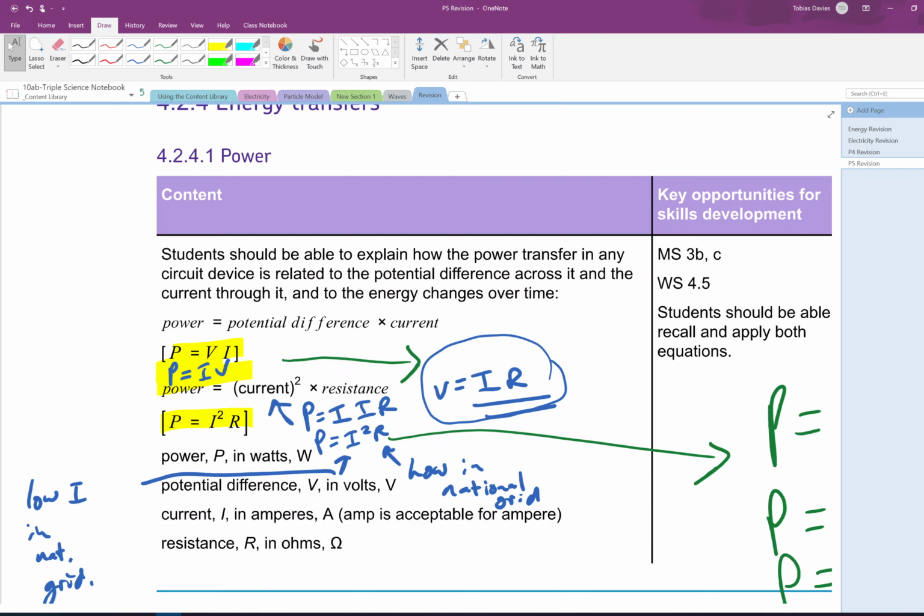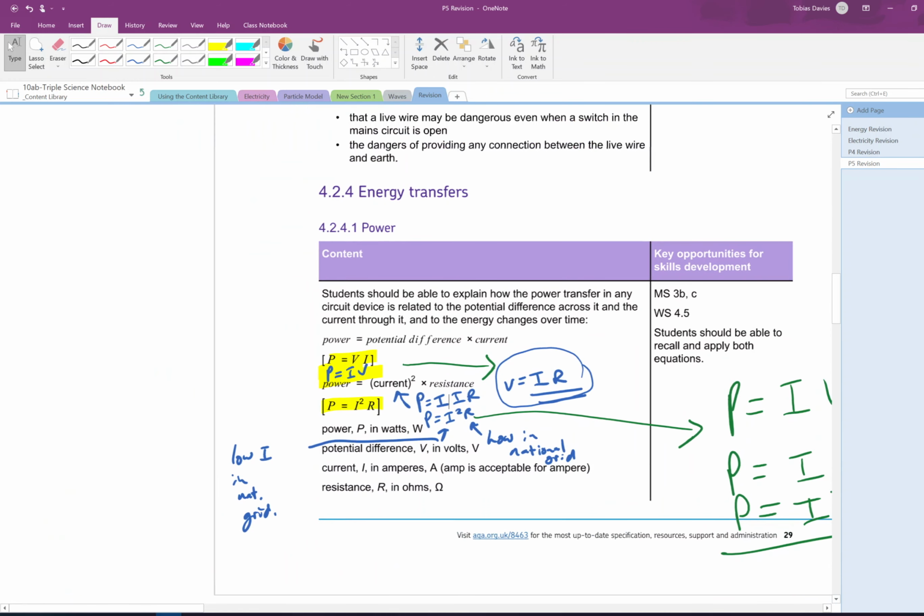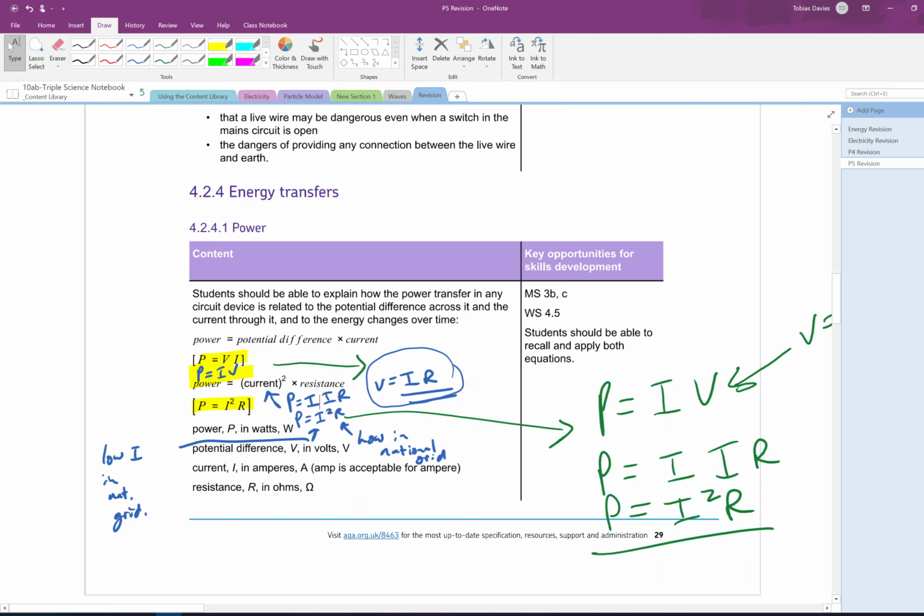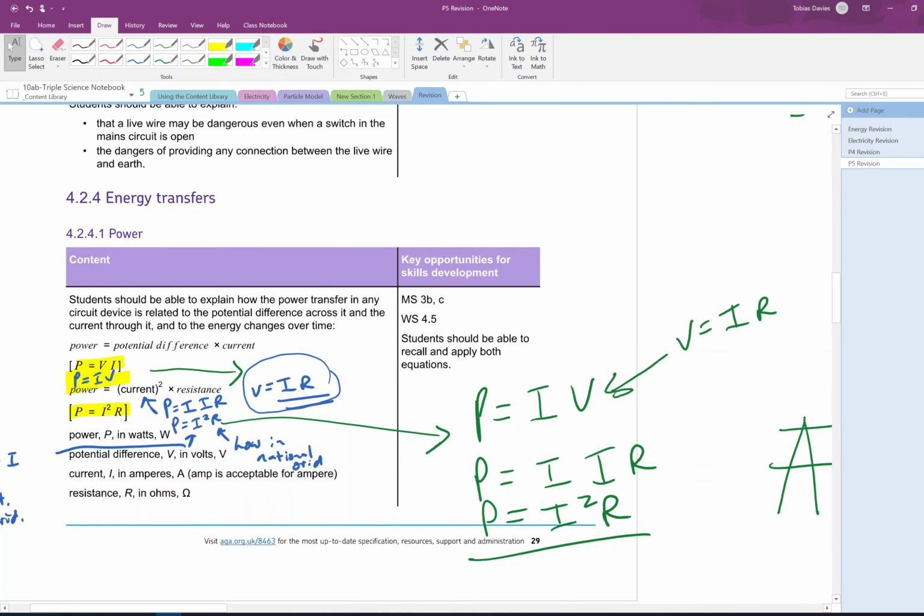If we reduce the current by a factor of 10, then you reduce the power lost by a factor of 100, because 10 squared is 100. You also want a nice low resistance in cables. Low resistance in cables will also decrease the power lost in those cables. So this is me just putting P equals IV and V equals IR together to make I times IR, which is equal to I squared R.